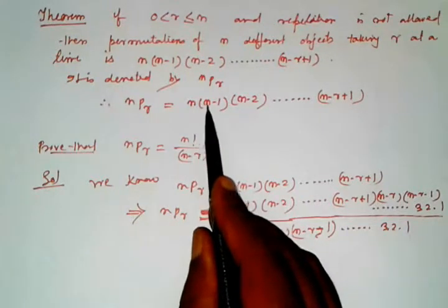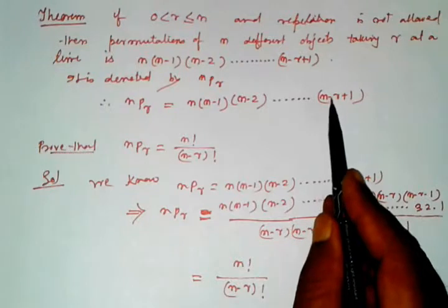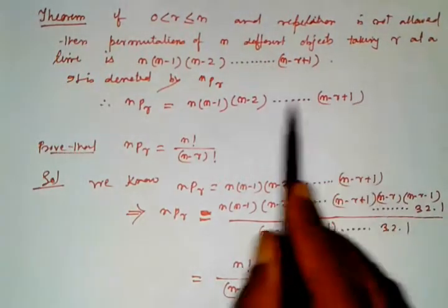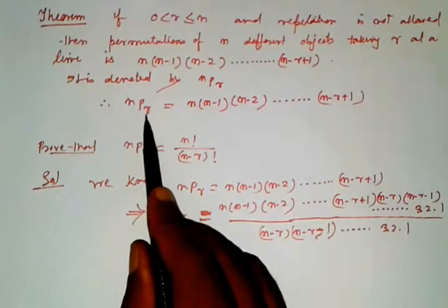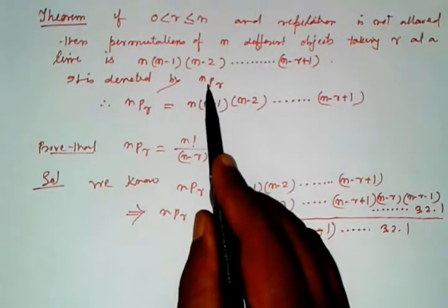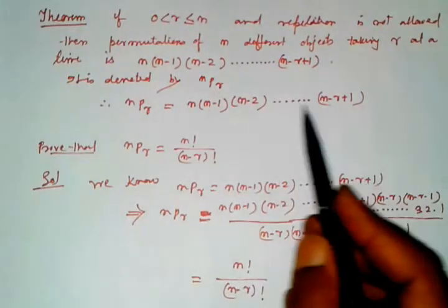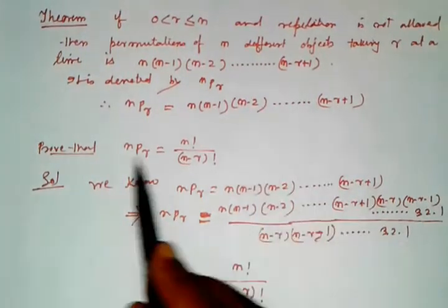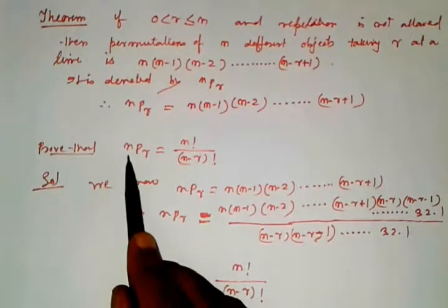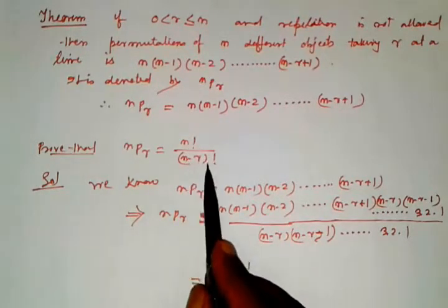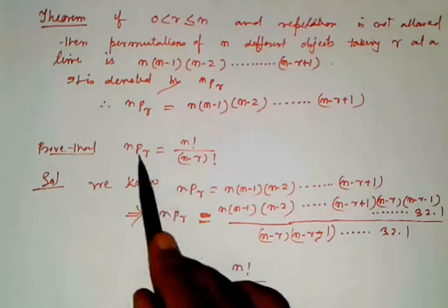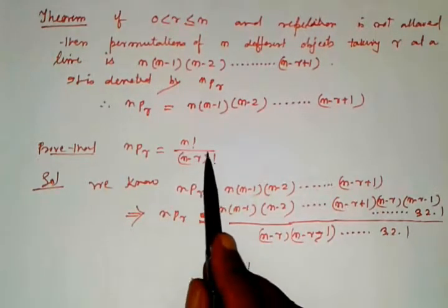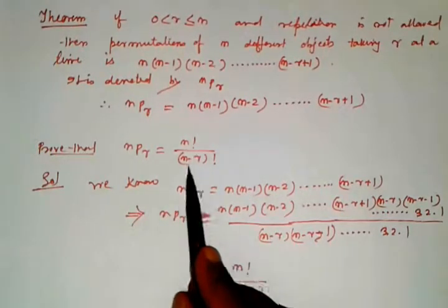nPr is n, n minus 1, decreasing up to n minus r plus 1. This is our definition theorem. We can write nPr like this, but we use another formula for nPr. Here we prove that nPr is equal to factorial n divided by factorial n minus r. When solving problems, it is better to use this formula.